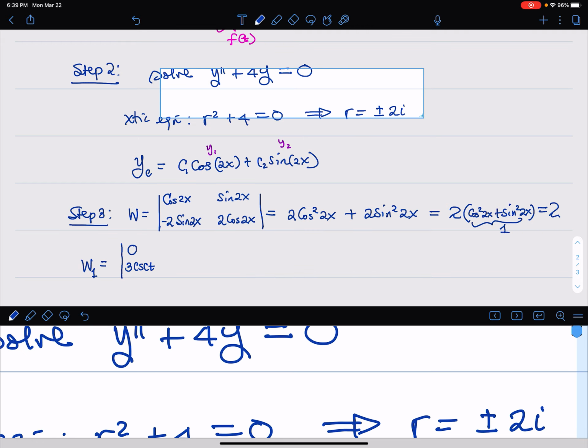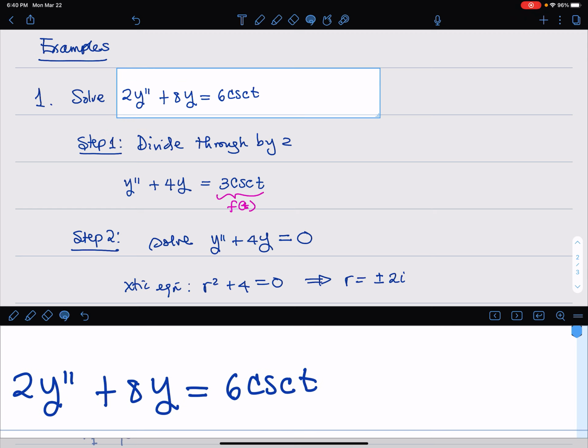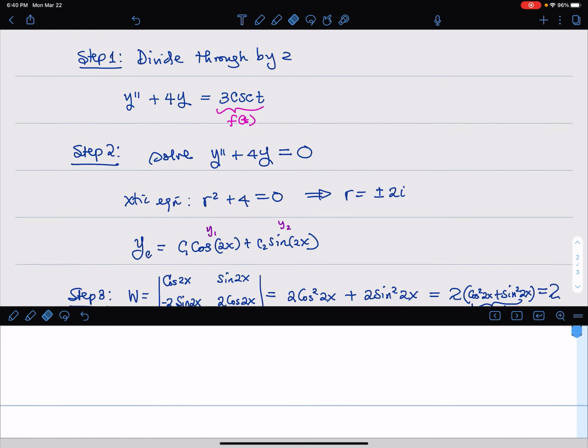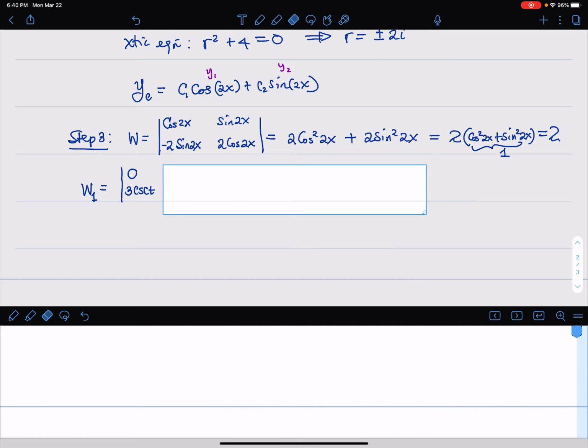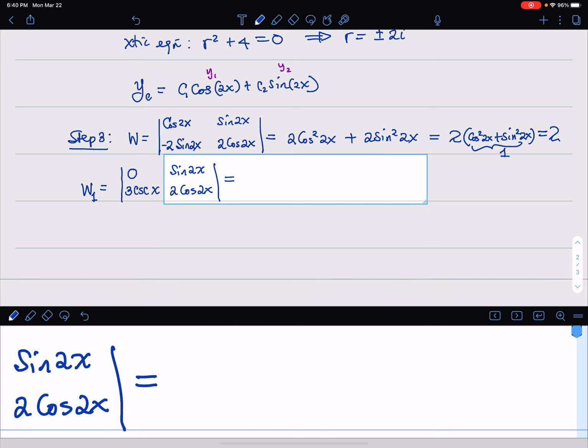I need to be careful. I started with t's and then I ended up with x's. So let me just make it x instead of t's, and that will solve my problem, since I keep mixing up t's and x's. Okay, so this is 3 cosecant x, and then the second column is sine 2x, 2 cosine 2x. So we compute this Wronskian.